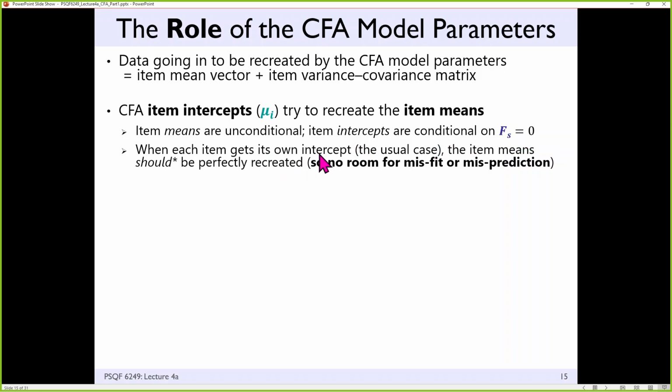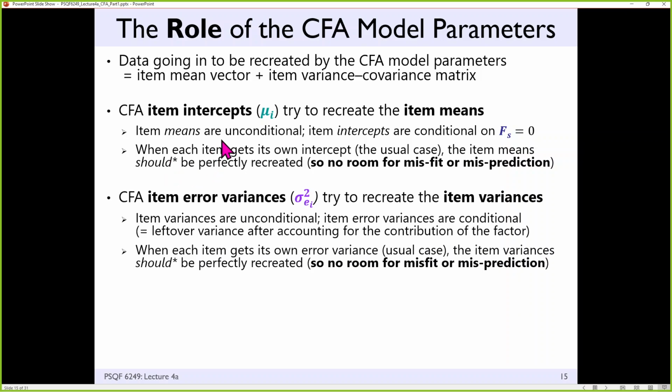So if each item gets its own intercept, most of the time the means will be perfectly predicted. I used to say always, but then I had to change it because I stumbled into a class of models, cross-lagged panel models in particular, where I've seen these get screwed up even if each item had a different intercept. So the very most of the time, but there are certain exceptions I've stumbled into in the longitudinal case.